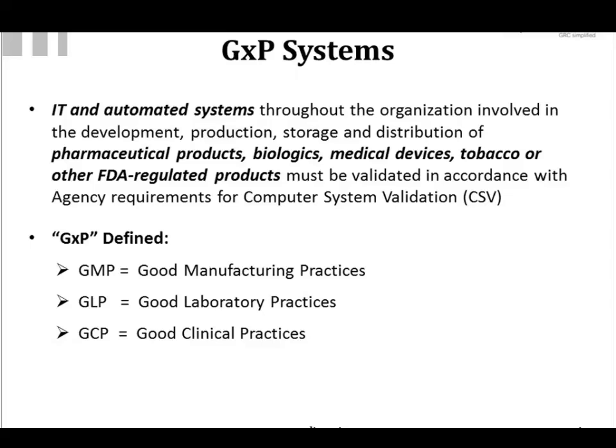So note that tobacco has been added to the mix in 2009 with the Tobacco Control Act. It is now under FDA regulation. And tobacco-related products such as e-liquids and vaping devices have come under FDA control since August of 2016. So it's important to understand that these industries also are now regulated by FDA, and the same guidelines apply. So any of the systems that you have, IT or application or automated systems, have to be validated according to FDA requirements for computer system validation.